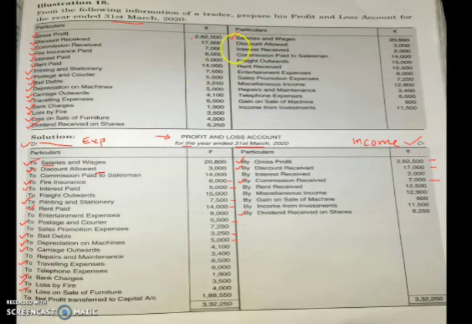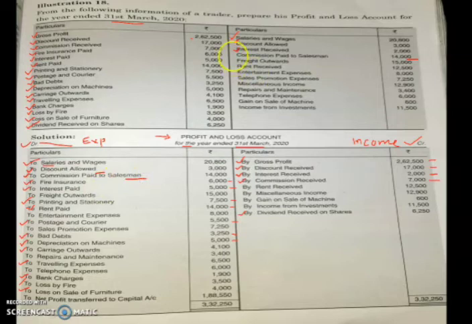Next item in the order will be interest received. So as I mentioned, whatever is received, you have to record it on the income side. You're receiving the interest, okay, your income is increasing, so that will be recorded on the credit side. Income, interest received 2000. Next is commission paid to salesman 14,000. So commission paid is an expense, that will be recorded on the debit side of the profit and loss account.